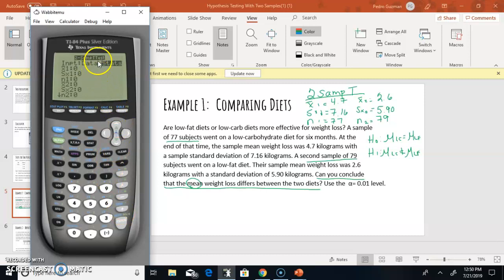And if they give it to you as raw data, we choose data, but they didn't. They gave it as stats, so we leave it as stats. So X bar 1 was 4.7.